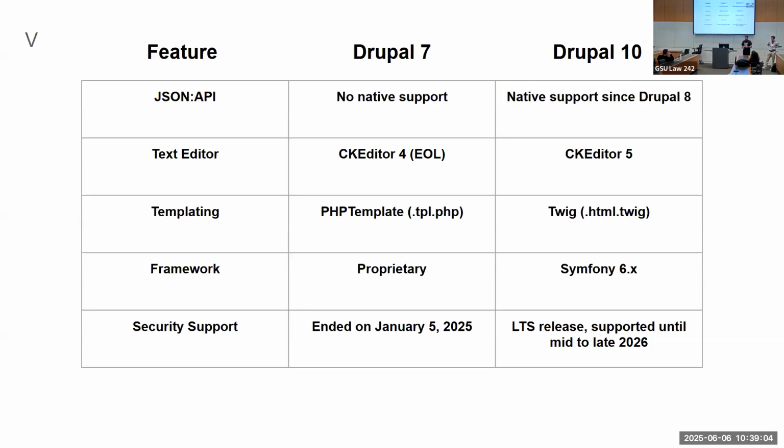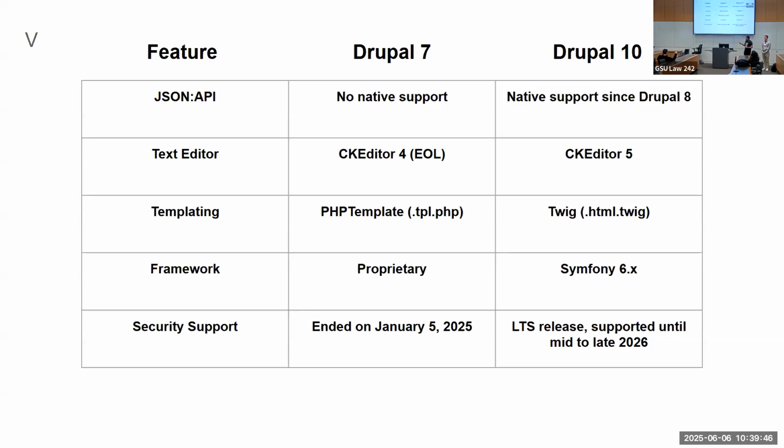Templating. Drupal 7 uses the PHP templating engine, which has the .tpl.php format extension. And Drupal 10 uses the Twig templating engine. If you use the Python library Django, it is very similar to Django syntax. So it has the extension .html.twig. And framework. In Drupal 7, it uses a proprietary framework, its own custom framework. But in Drupal 10, that has changed to Symfony, starting from Symfony 6.8.